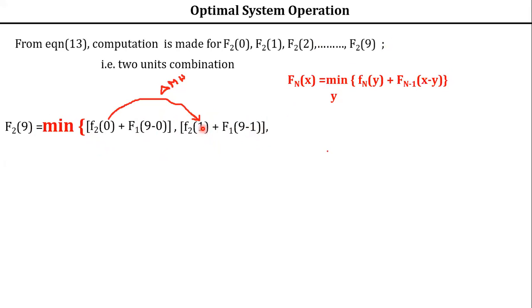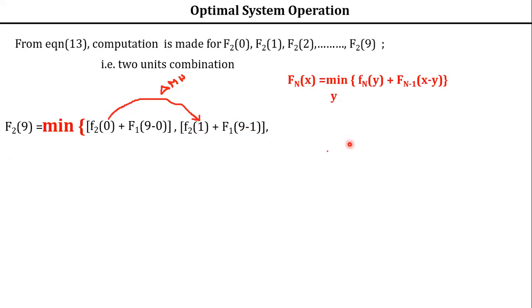So that means what? 1 unit of generation will be met by your second unit. That means the second unit will be generating 1 megawatt. And here 9 minus 1 is 8. The remaining 8 megawatts will be generated by unit 1. Unit 1 will be generating the 8 units. Is it clear? So hope you understood this one.